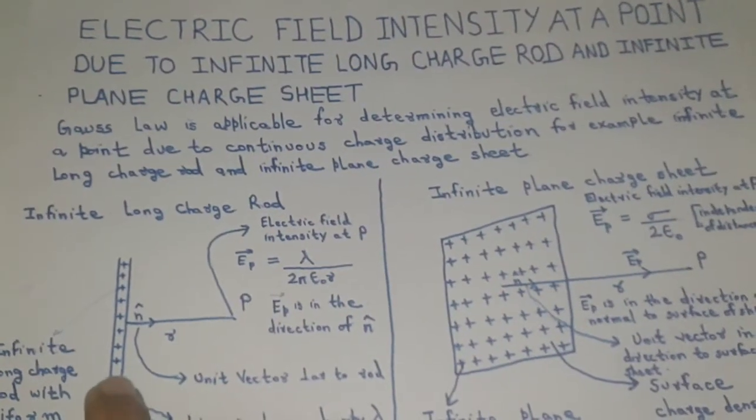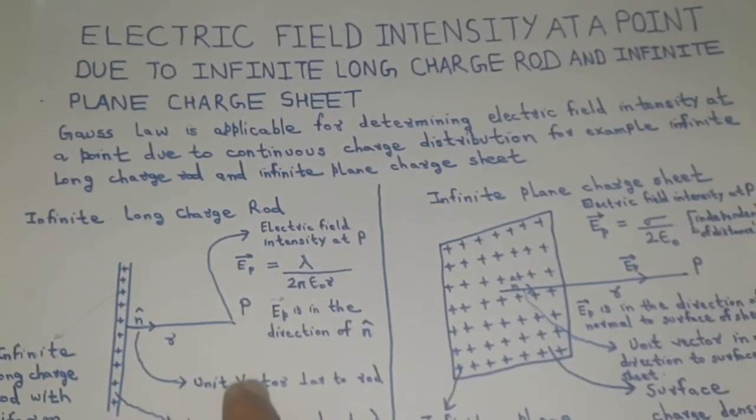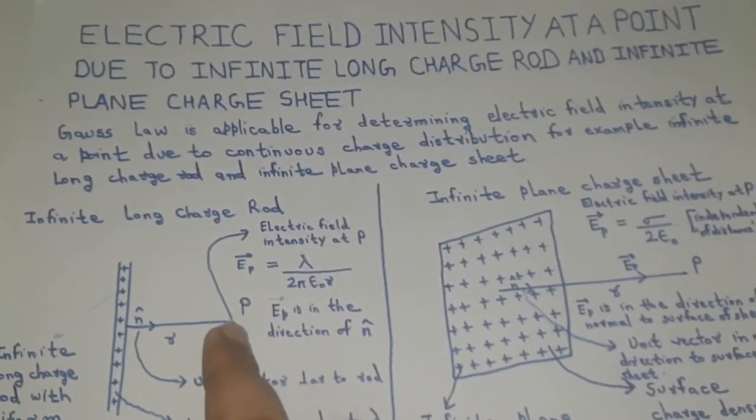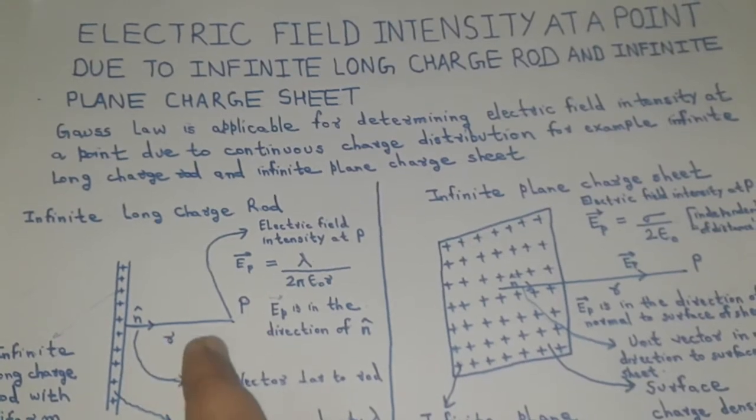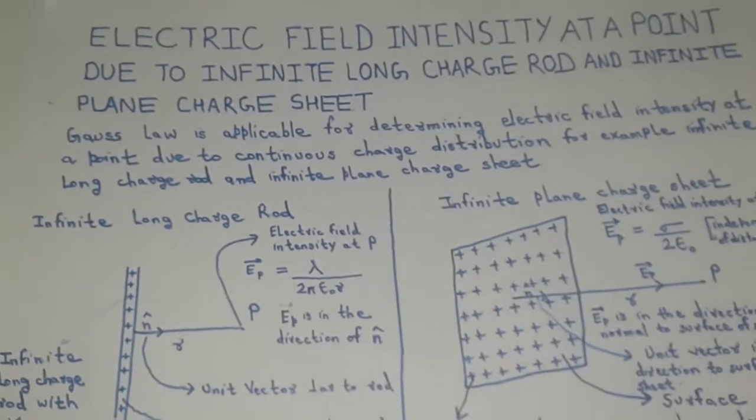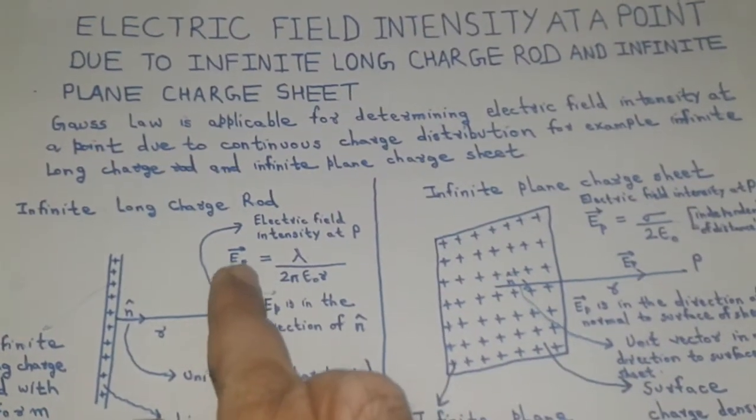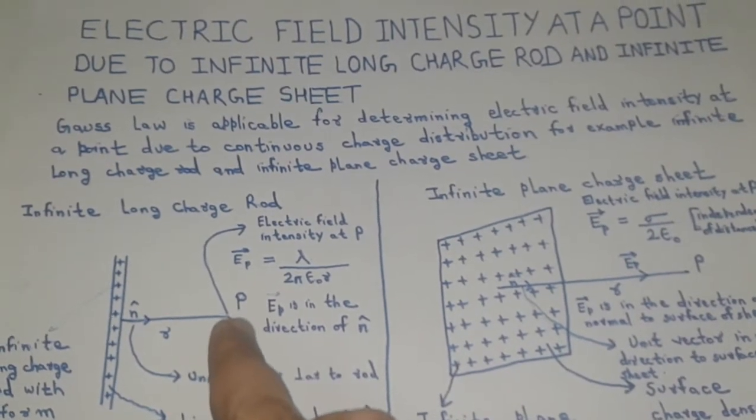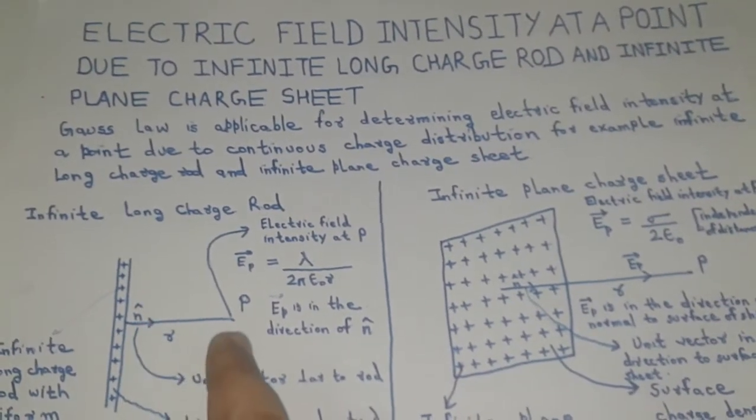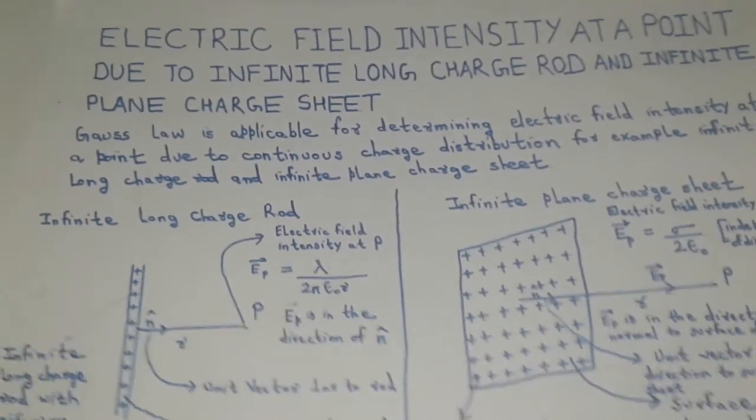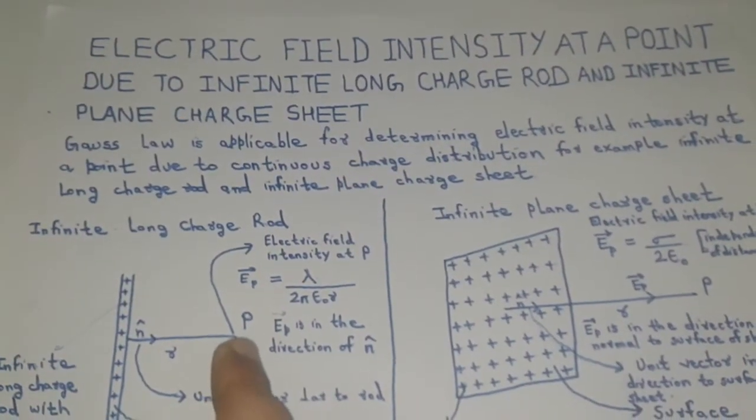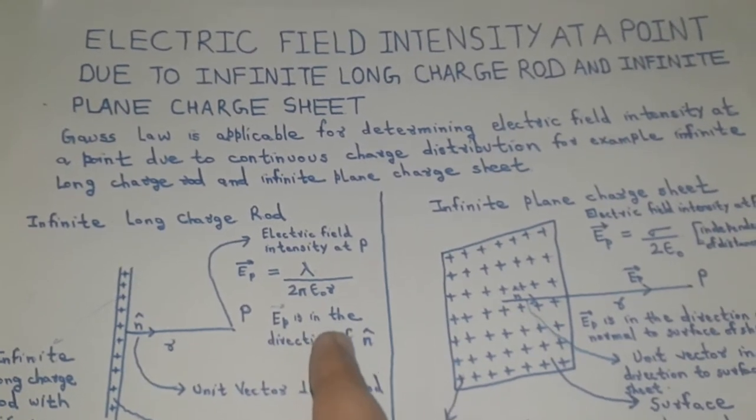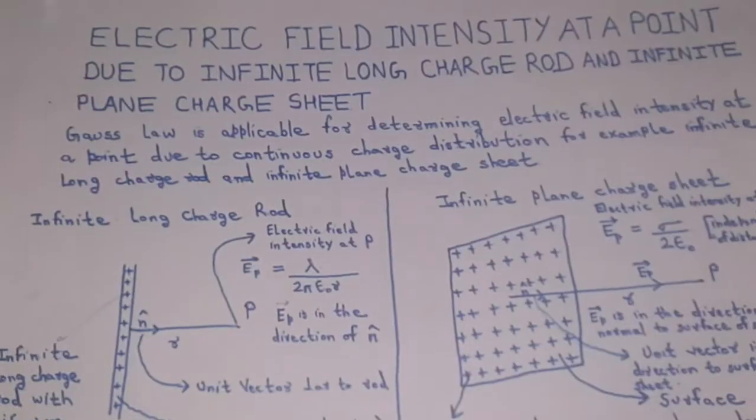So for a charge rod with high linear charge density, the electric field intensity at point P, which is at a distance r from the rod, will be high. So electric field intensity at a point is inversely proportional to the distance of the point from the rod. So as the distance of the point from the rod increases, electric field intensity at the point decreases.